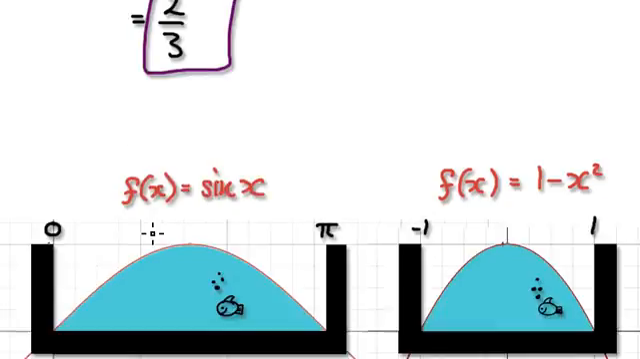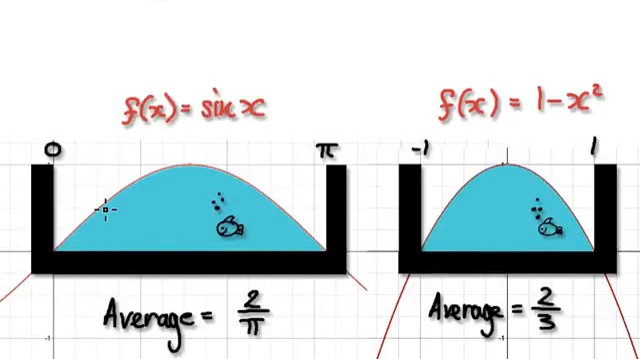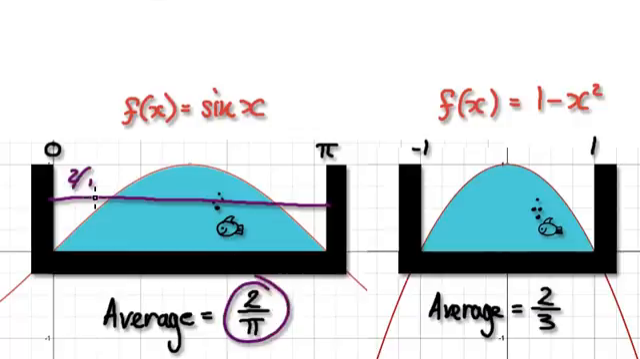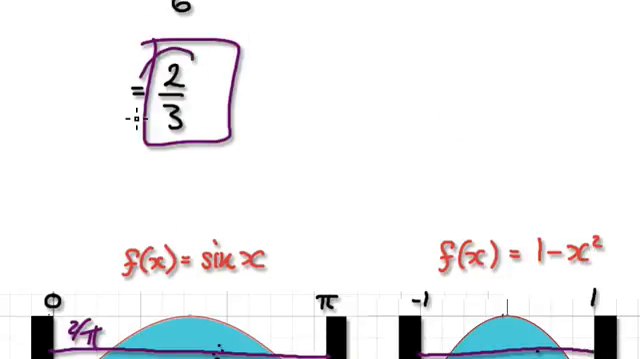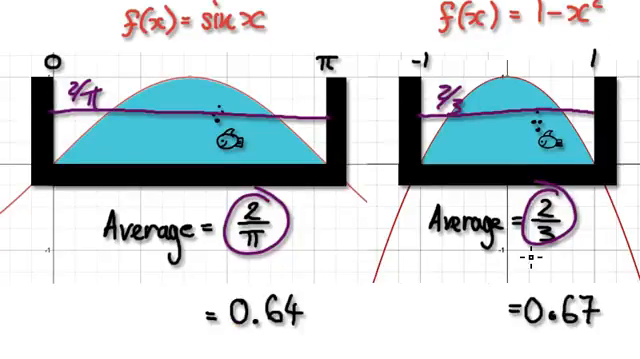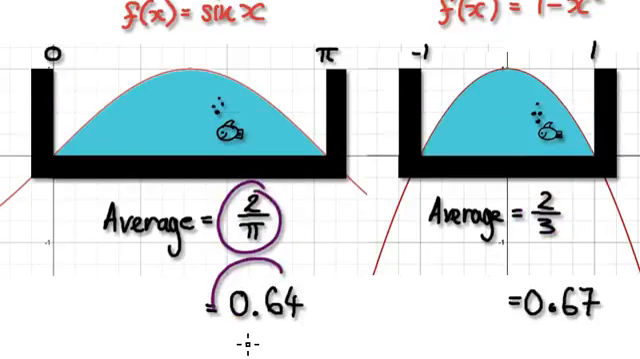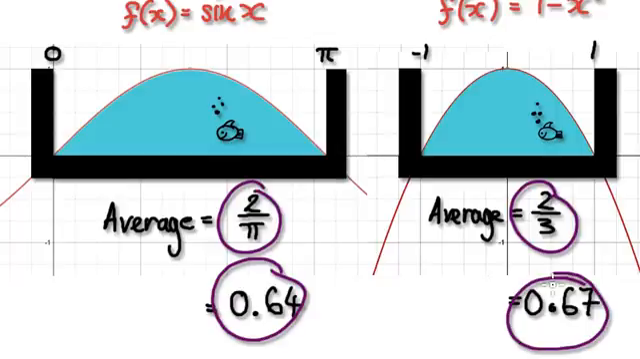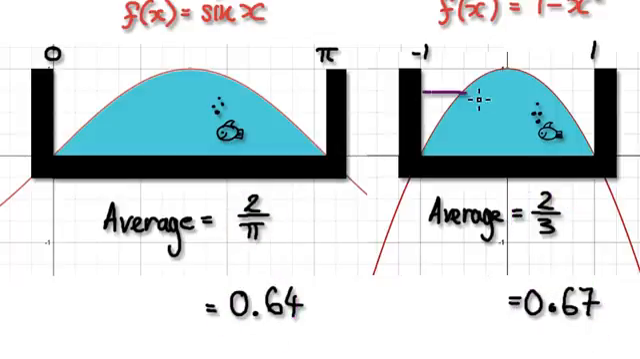So going back to the diagram, in the previous video, the average height here was 2 over pi, and now for this one here, the average height would be 2 over 3. Okay, and then jump to your calculator. This equates to this, and this equates to this. So the water level for this one here is slightly higher than this one here. Okay.